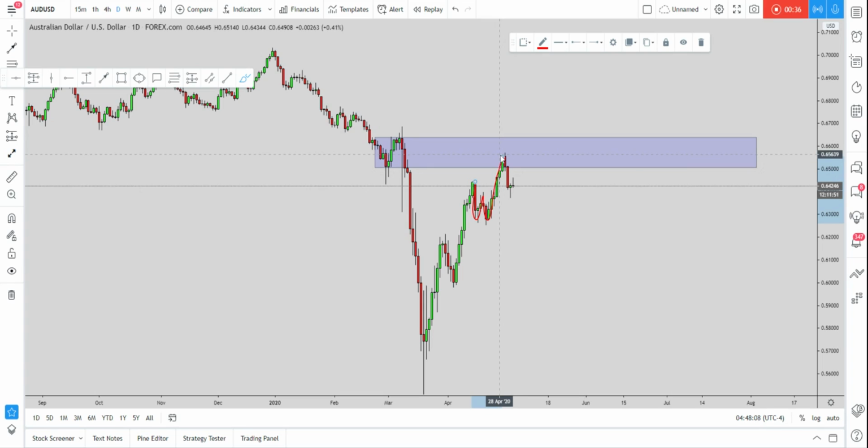the market had created this overextended W formation. Now, after an overextended W formation, what do you expect? You expect the market to go and test the neckline. And in fact, that is exactly what the market has done. Now, by the way, if you want to watch that analysis, I will link it below.